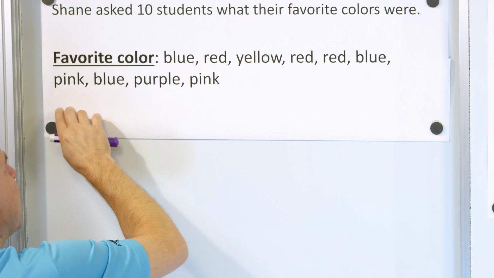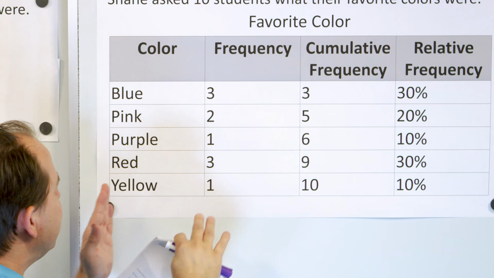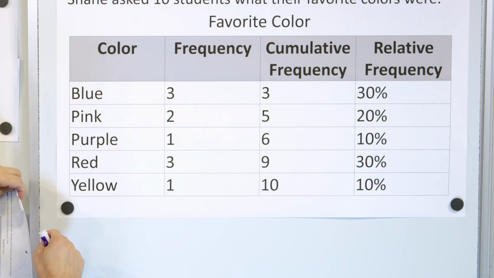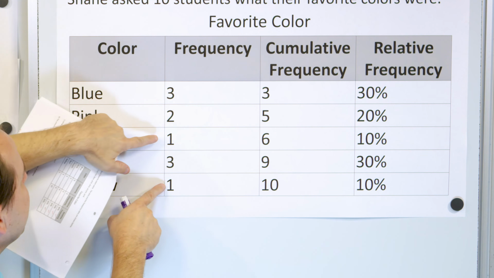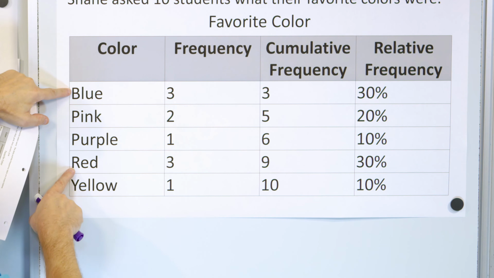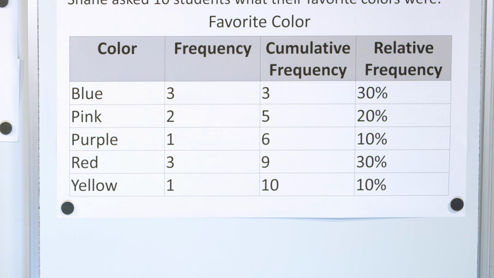So again, it's difficult to look at this and understand, but when you look at this table, it's very easy for you to see, okay, the people who picked purple and yellow were the least common, the lowest frequency, where it seems like people like red and blue the most, followed in second place, or I guess in third place, however you rank it, by pink. So it's easier to digest it from the table.